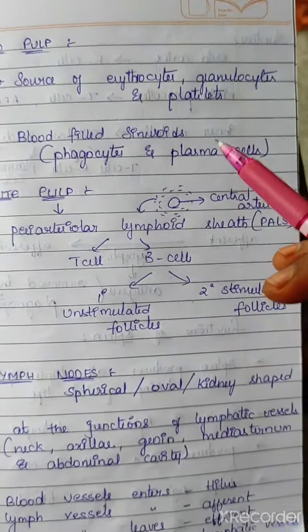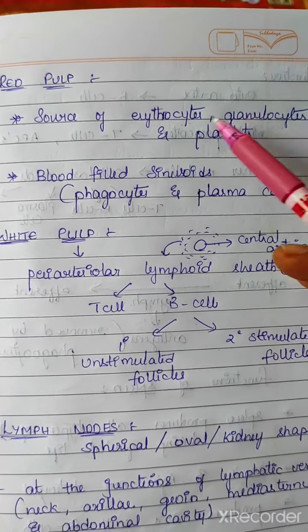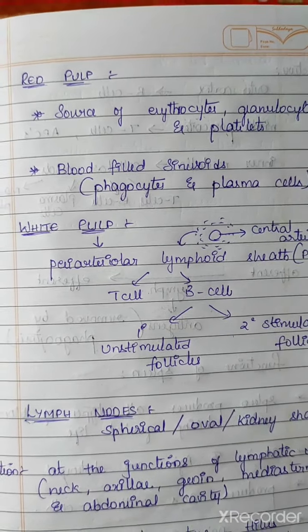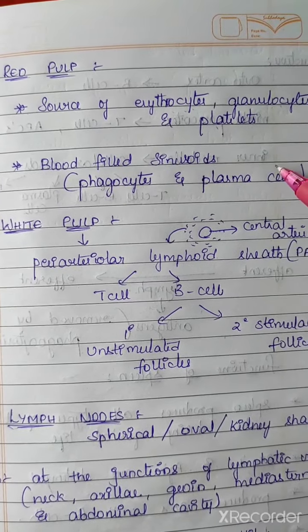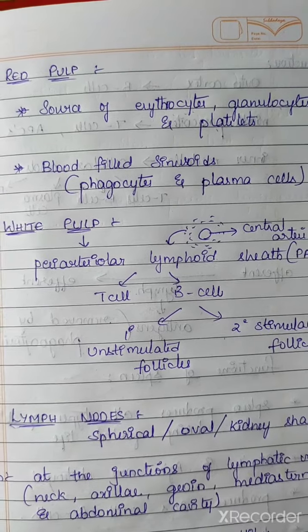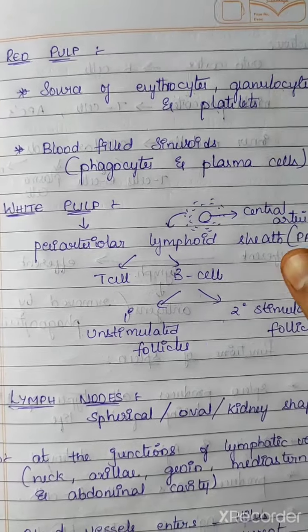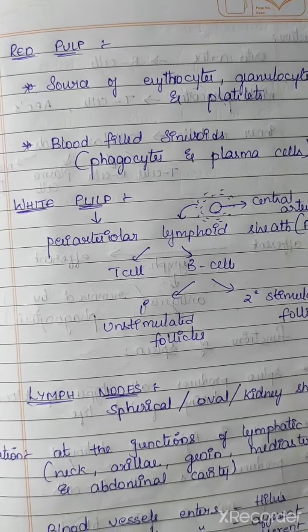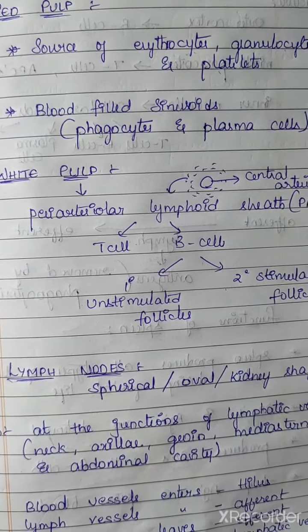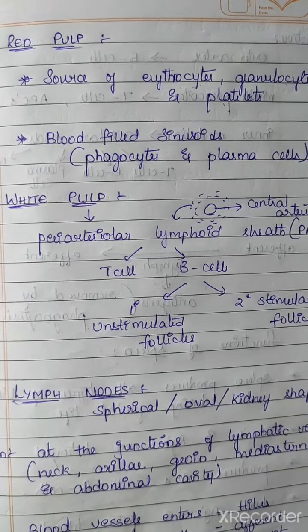Red pulp is the part of the spleen where erythrocytes, granulocytes and platelets are synthesized. Means in adults, if there is a demand for RBCs, the spleen also produces RBCs, that is erythrocytes. And the old RBCs are destroyed in this place. The spleen is said to be a graveyard of RBCs. Why? Because old or dead RBCs are destroyed in the spleen.